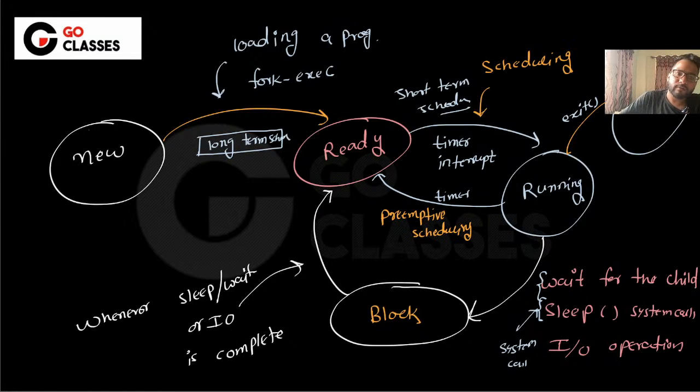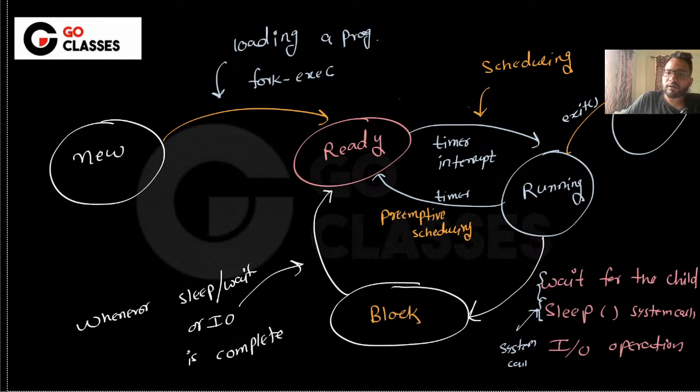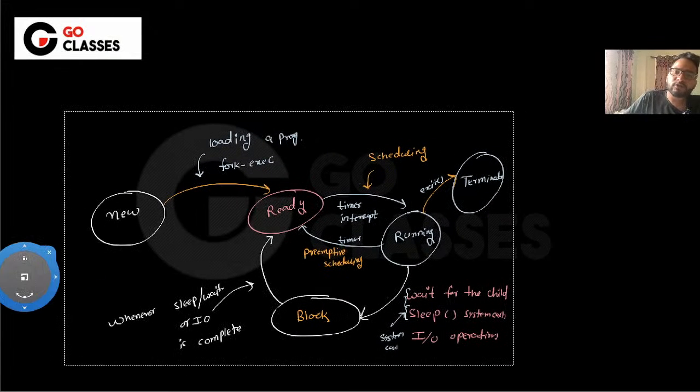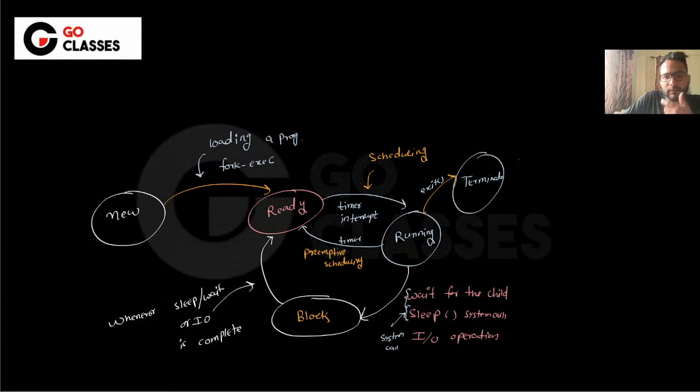Let me know if that is fine to everyone. Now suppose you have this diagram, then there is something called swapping out the program. You can swap out some program from the main memory to the disk also. If the program is running, then obviously you will not swap out immediately. If the program is terminated, then also you will not swap out.